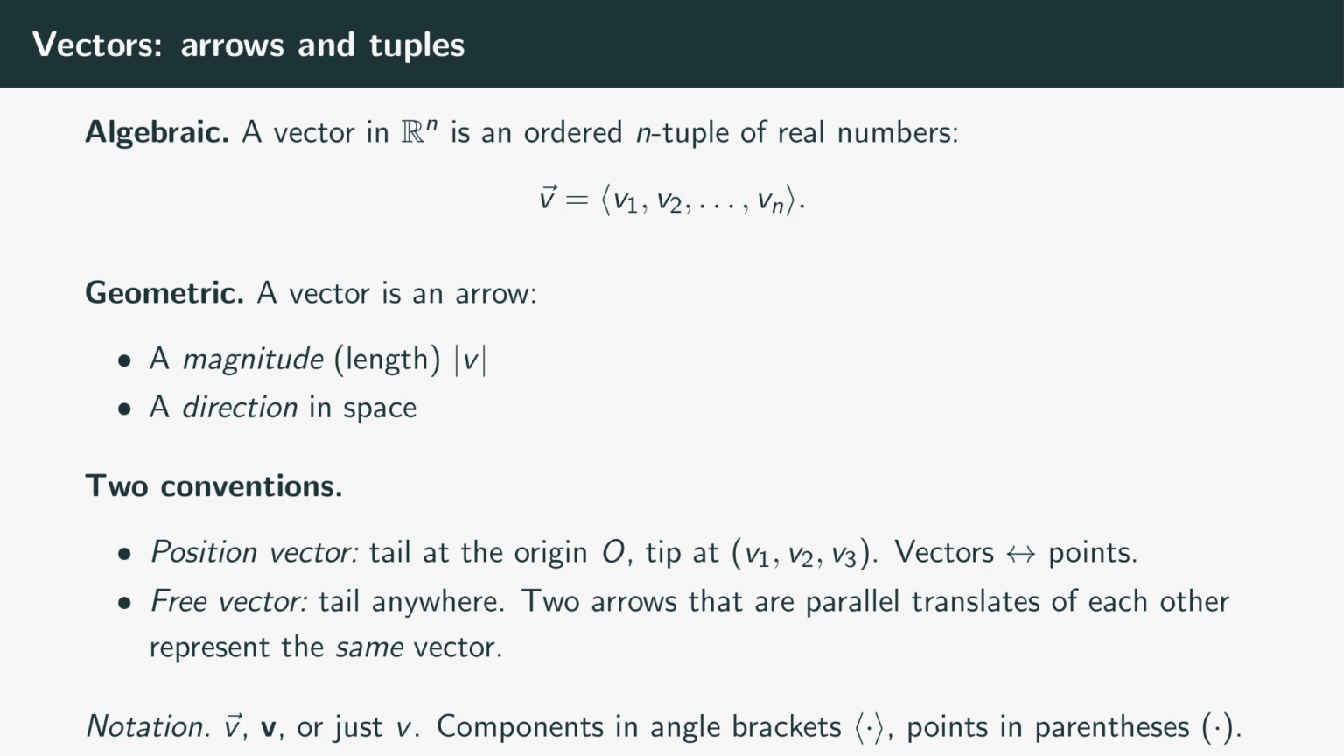We use angle brackets for components, parentheses for points. So the list 1, 2, 3 in angle brackets is a vector, and 1, 2, 3 in parentheses is a point. They have the same numbers, but they mean different things. Vectors get bold or arrows over them, in handwriting, always the arrow.